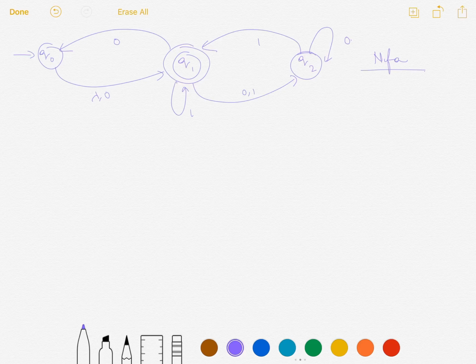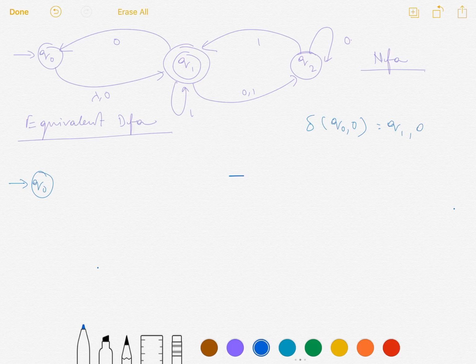So, this is the NFA, and what should be my equivalent DFA? Obviously, in the equivalent DFA this Q0 should be there. Now, we have to check what will happen if I give 0 to Q0. So, delta Q0 0, obviously directly it is going to Q1, but if I give lambda 0, because lambda is already also mentioned over there, it must go to Q2 also.